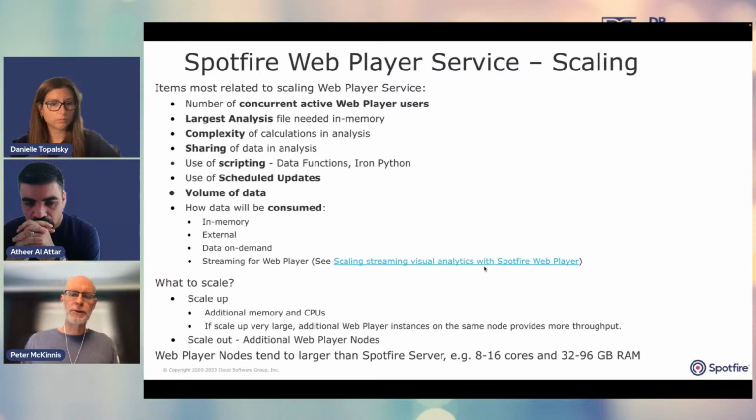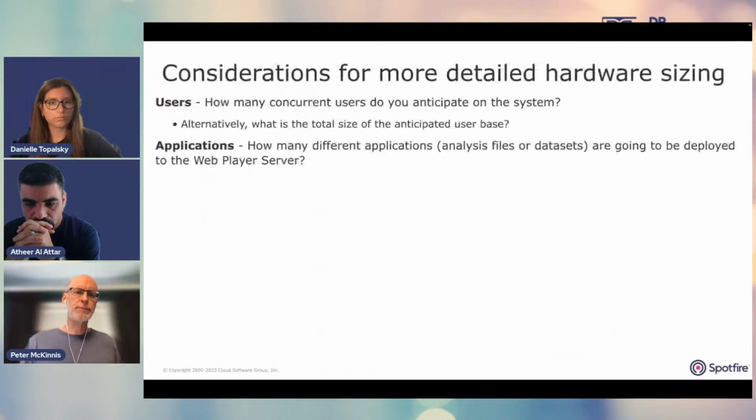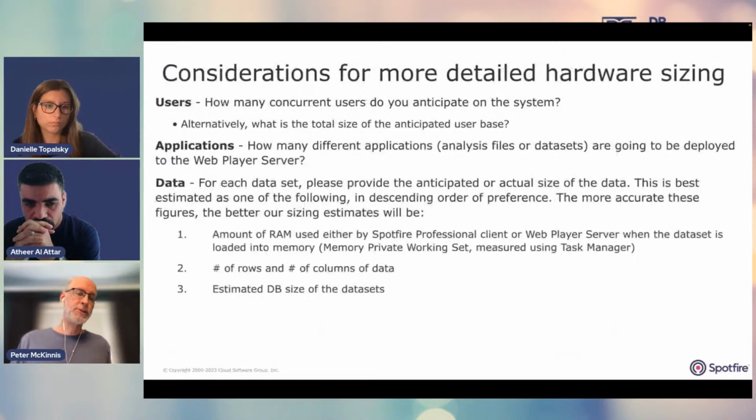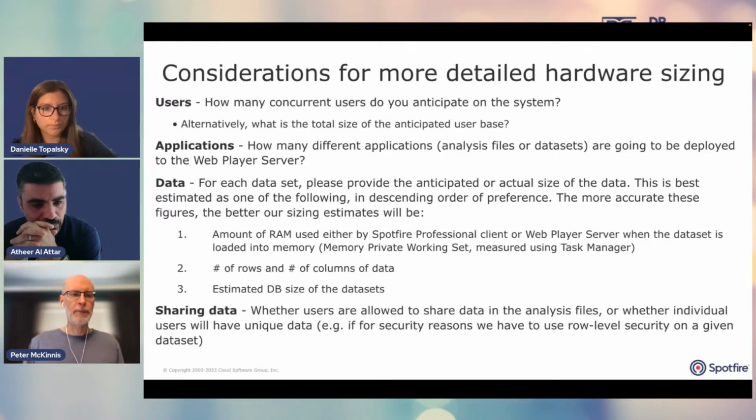Web player nodes tend to be larger. Some of them I've seen are as large as 256 gigs, even larger, depending on maybe the largest analysis file needed in memory. Again, if you have to decide beforehand, before you have an environment just starting out, these are the things that play into how big to start out a system: total number of users, concurrent users, how many applications you're going to have, size of the data, and whether data can be shared or not. Like I said, it's hard to get that estimate.